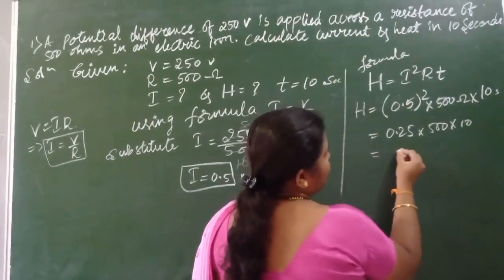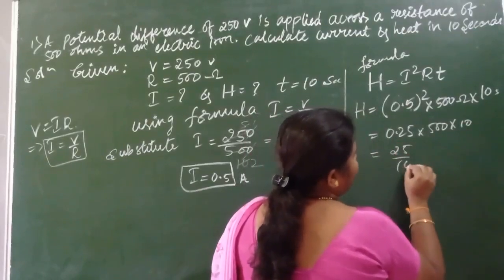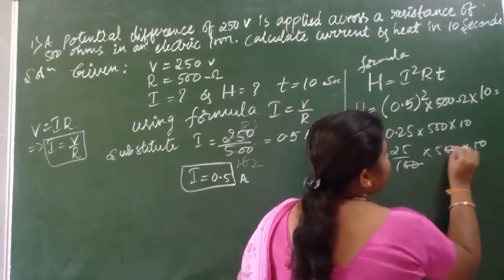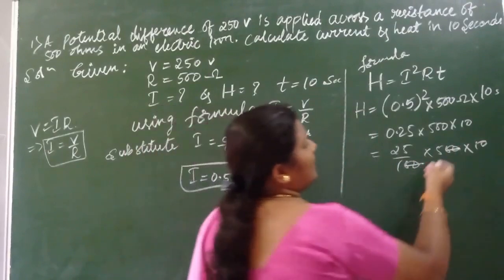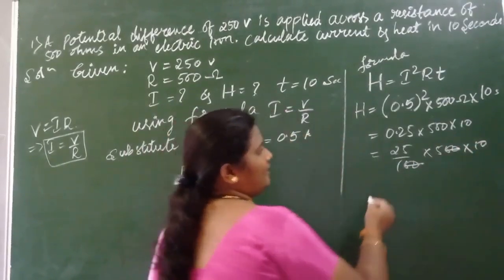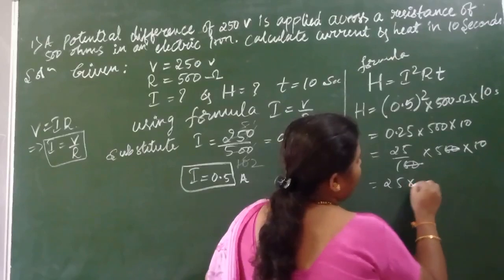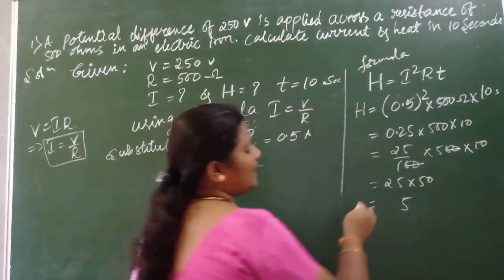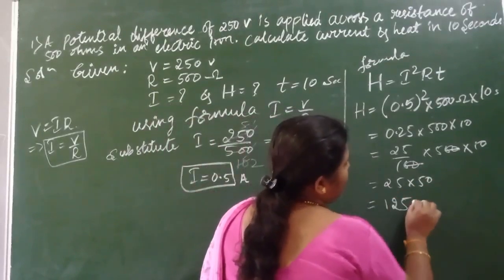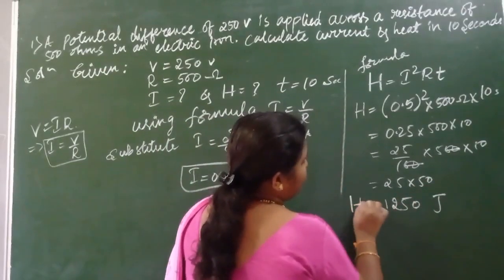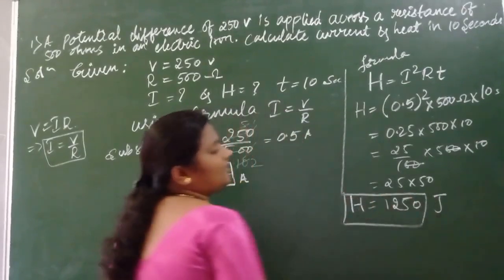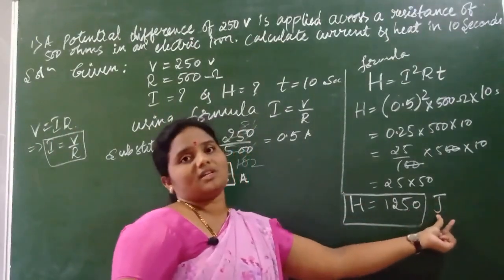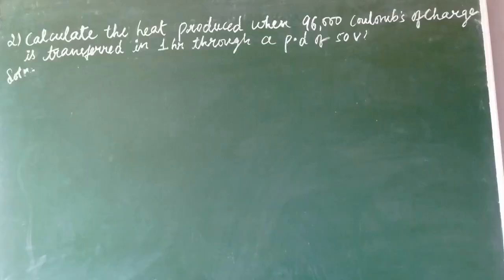Isn't it, children? So this can be written as 25 divided by 100 into 500 into 10. These two zeros get cancelled. 10 5s are 50, isn't it? So 25 into 50. 25, then 5 to 10, 11, 12. So the heat produced is 1250 joules of energy.